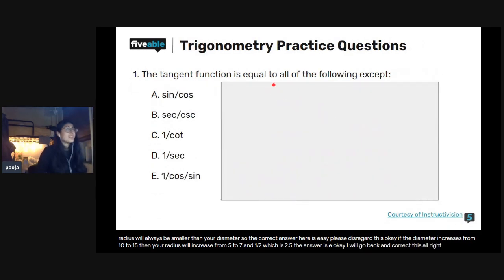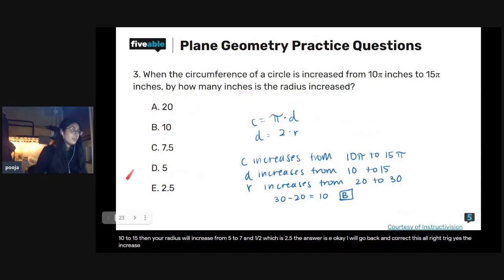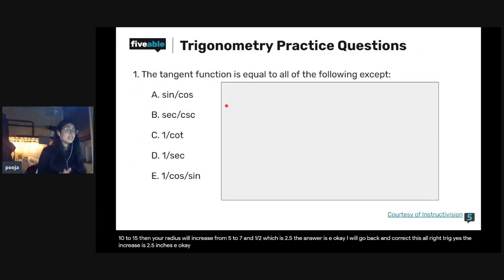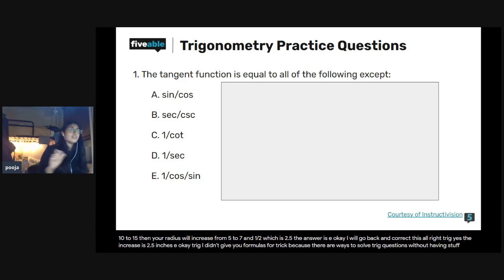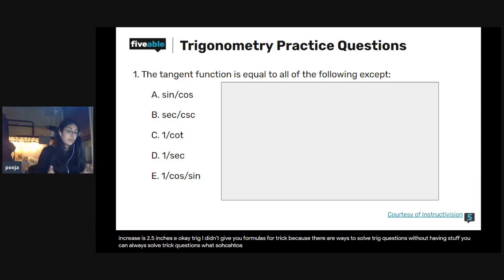All right. Trig. Yes, the increase is 2.5 inches. E. Okay. Trig. I didn't give you formulas for trig because there are ways to solve trig questions without having stuff. You can always solve trig questions with SOHCAHTOA. There are other things that you can use that'll help you, but there's a way to solve them with just SOHCAHTOA. So I didn't give you formulas, but they are probably on that sheet that I gave you.